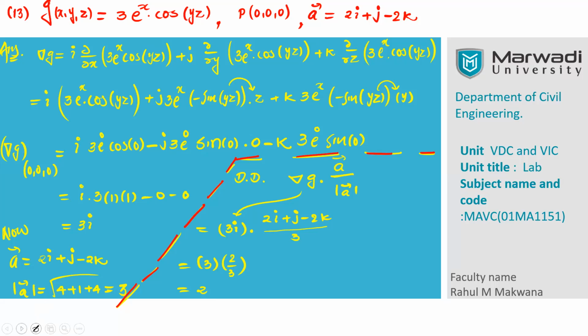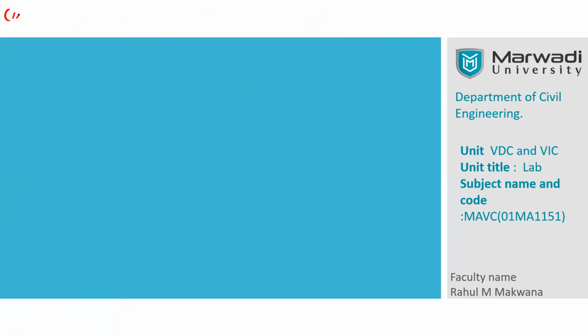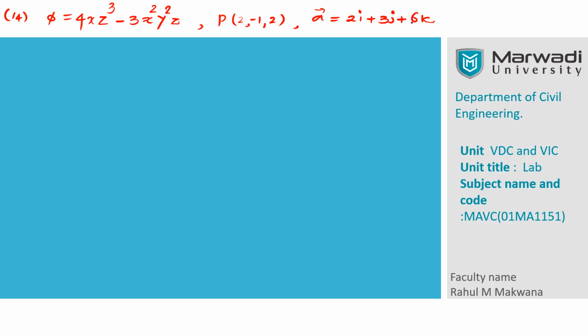Okay. Let us see the 14 number question. The function is 4xz cube minus 3x square y square z. The point is 2, -1 and 2, and the vector is 2i plus 3j plus 6k.